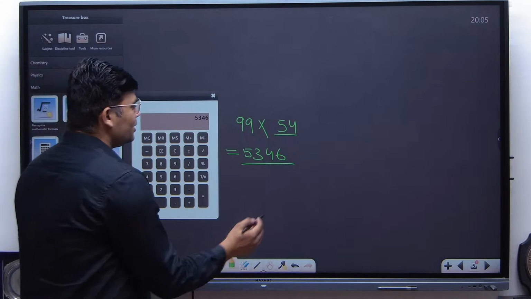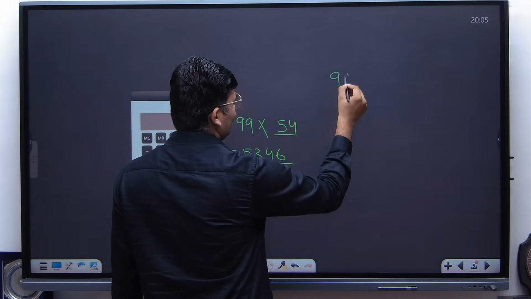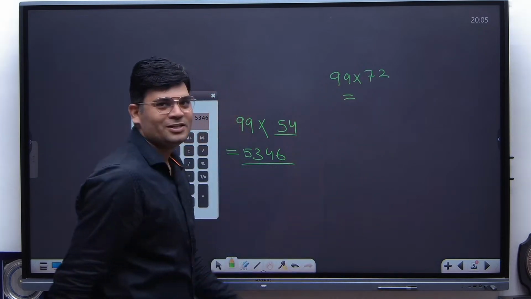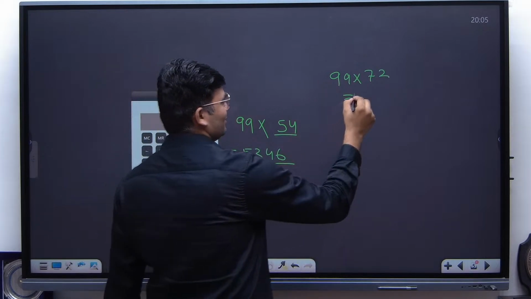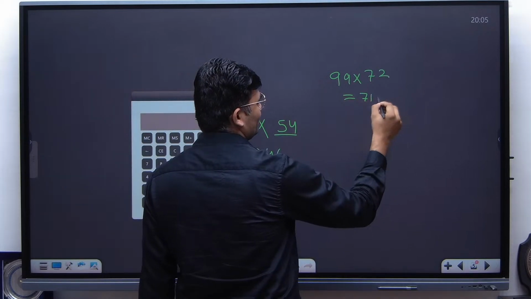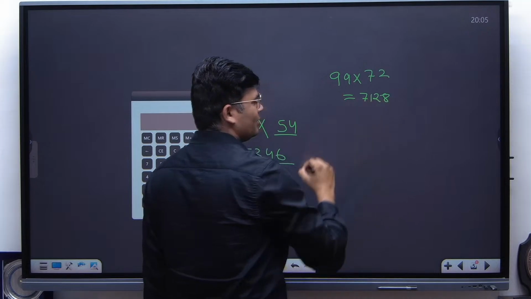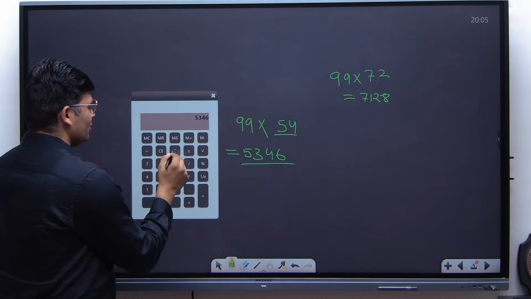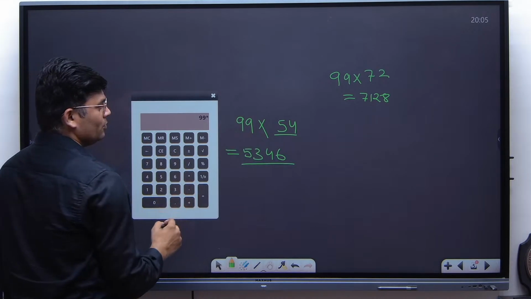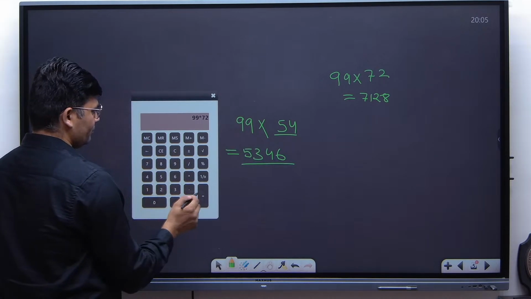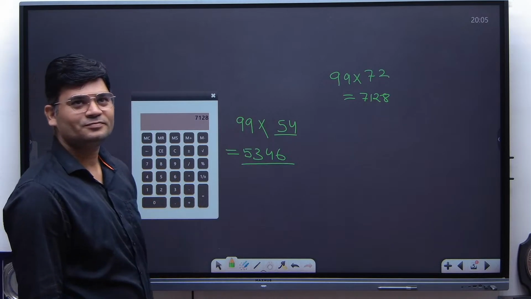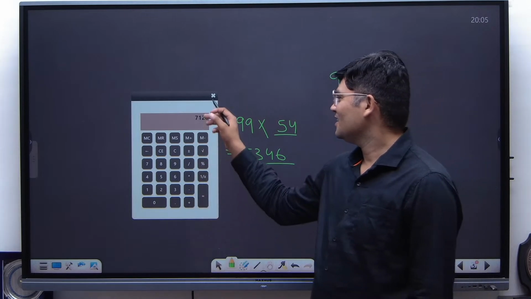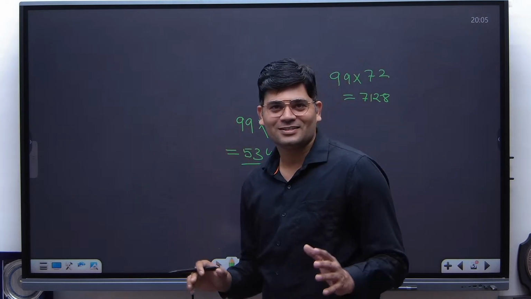Okay. Now this is the trick you are learning, but I will make you understand the concept as well. Suppose 99 into 72. Tell me, instead of 72, what should I write? 71. And the next two digits are going to be 28. Alright, let us check it out. So 99 into 72. See this? 7128. Nice. Now you have the confidence.